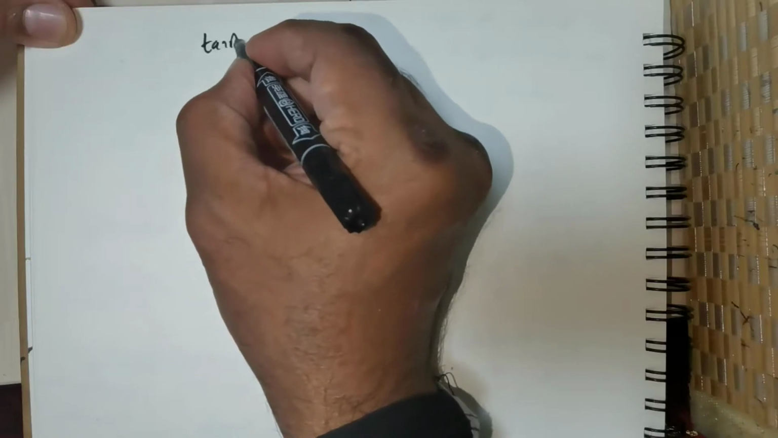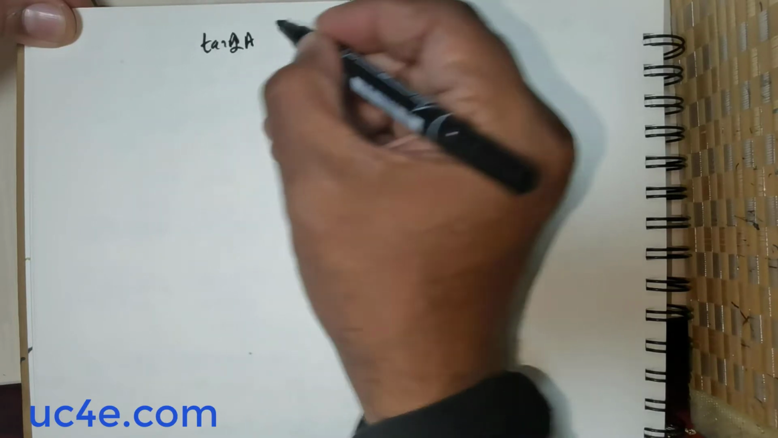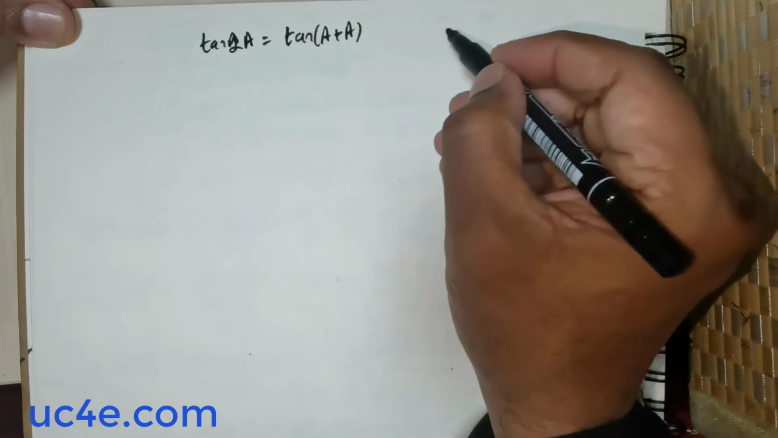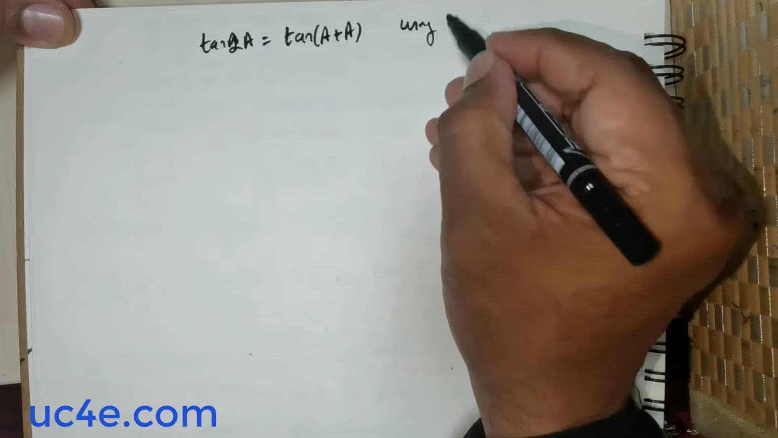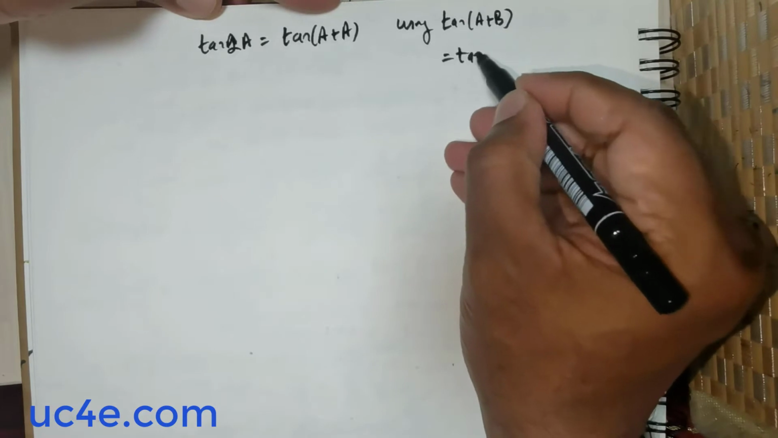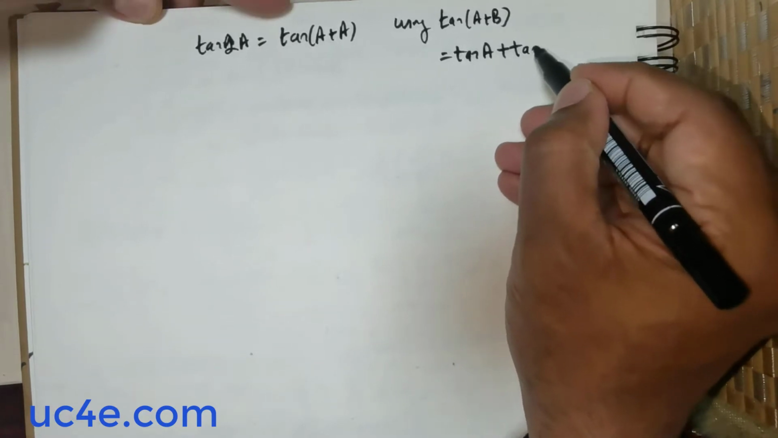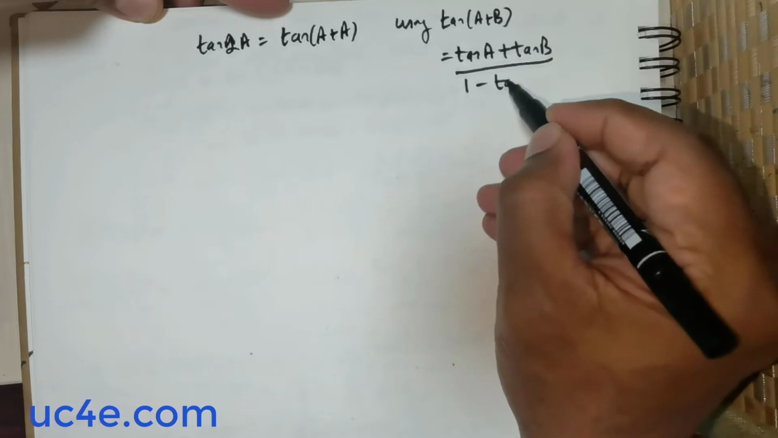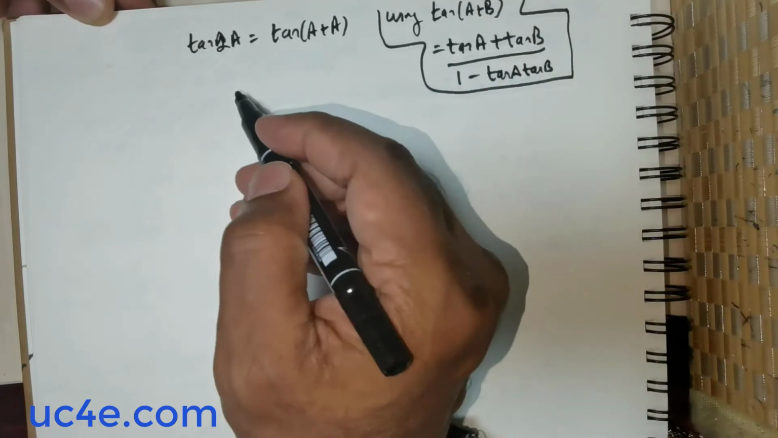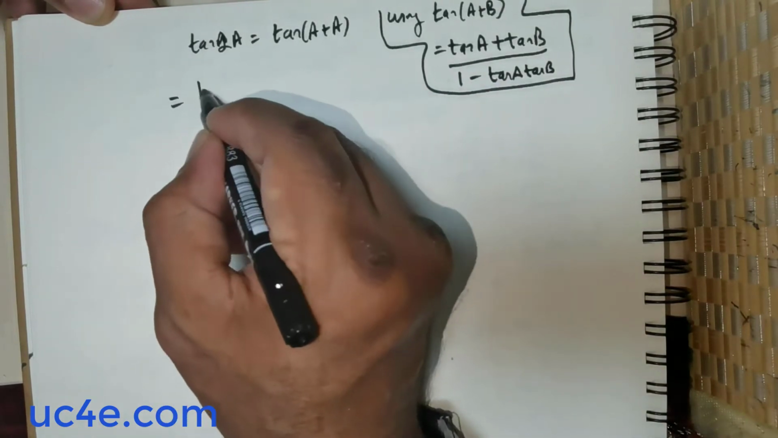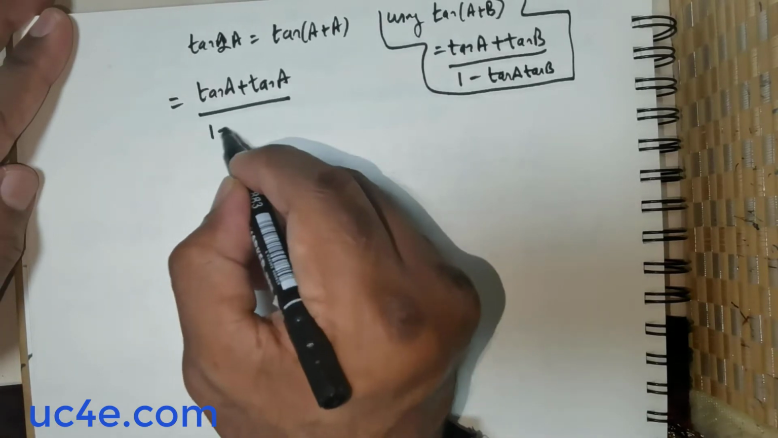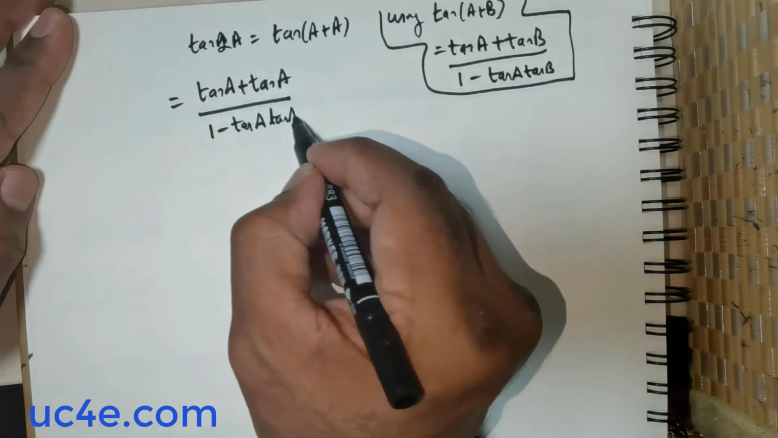We need to also get the equivalent formula for tan 2a. Now I'm going to write tan 2a as tan of a positive a, and I would be using the tan of a positive b formula, which is equal to tan a plus tan b divided by 1 negative tan a tan b. So using this formula, I can now rewrite this as tan a positive tan a divided by 1 negative tan a times tan a.